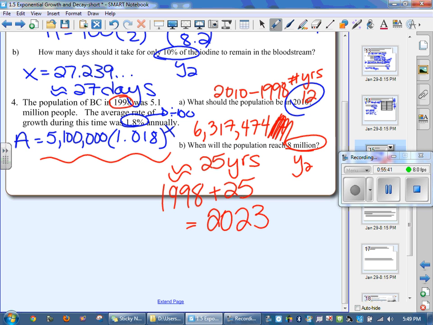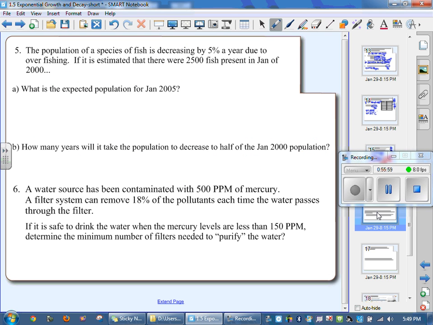Okay. Number 5, A equals 2500 times 0.95 exponent x. How come? It's a decrease. So you're going to take 1 subtract i. Now don't forget, i you need to divide by 100. So it's going to be 1 minus 0.05, so you're going to get 0.95. Or 0.05 you're subtracting, pardon me.